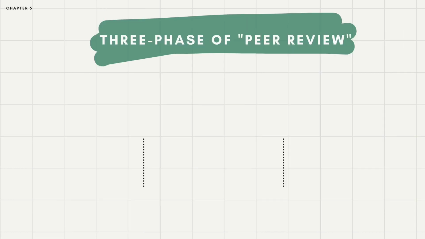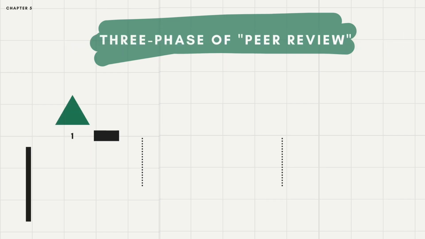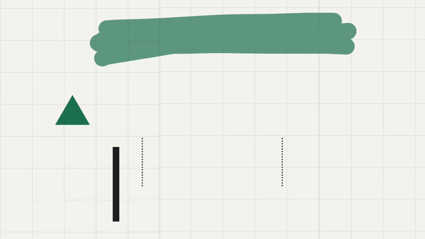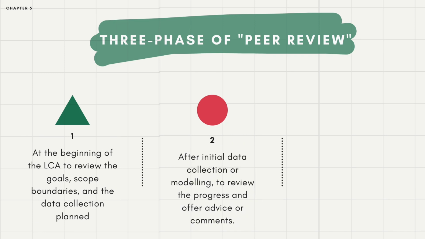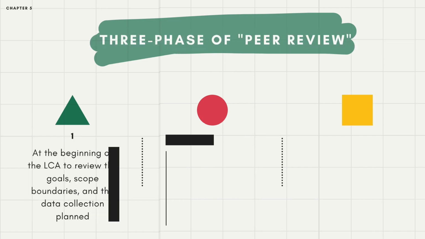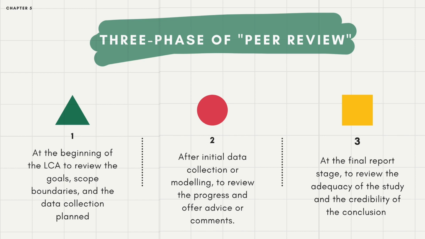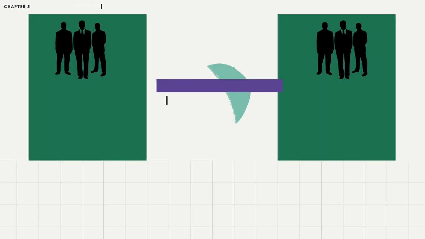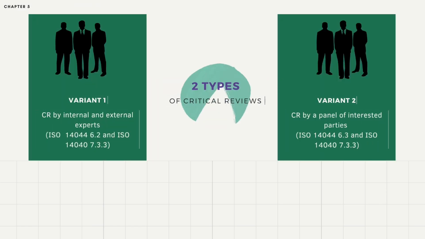There are three phases of peer review. First, at the beginning of the LCA, to review the goal, scope, boundaries and the data collection plan. Second, after initial data collection or modeling, this is to review the progress and offer advice or comments. Third, at the final report stage, which is to review the adequacy of the study and the credibility of the conclusion.